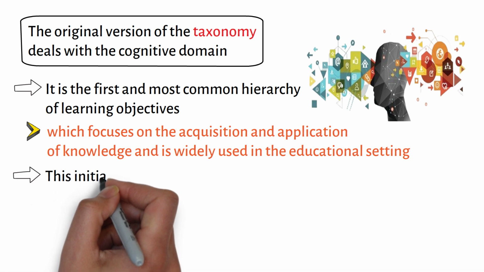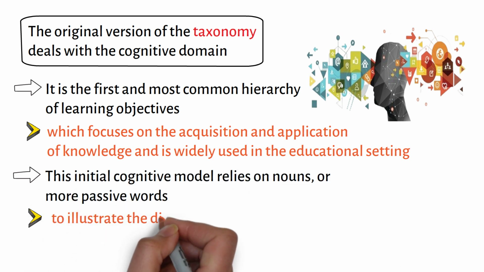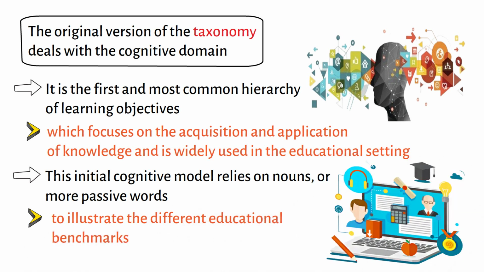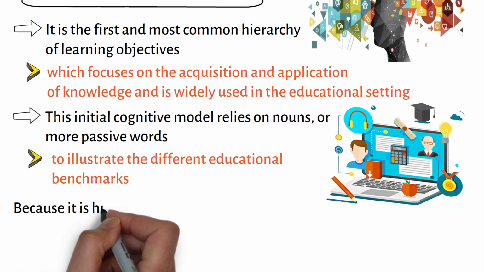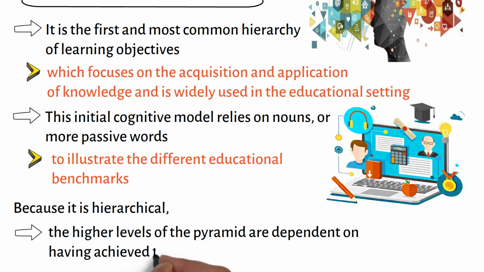This initial cognitive model relies on nouns, or more passive words, to illustrate the different educational benchmarks. Because it is hierarchical, the higher levels of the pyramid are dependent on having achieved the skills of the lower levels.